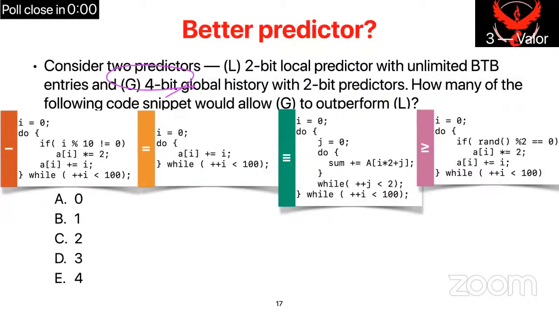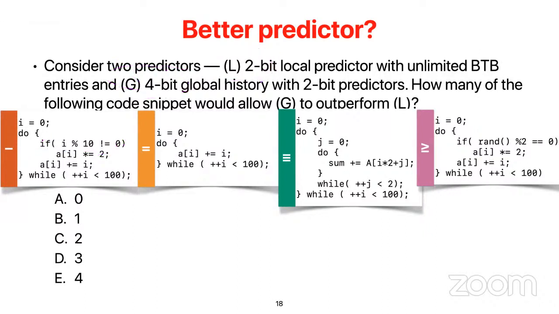Because this i mod 10 is equal, you need probably like 20 history to capture that incorrectly predicted case, right? So in this way, if you have 4-bit global history, the best you can do is probably mispredict one instance over 10 instances here, right? So how does the performance compare with the 2-bit local? Should be the same. So this one should be about the same, right?